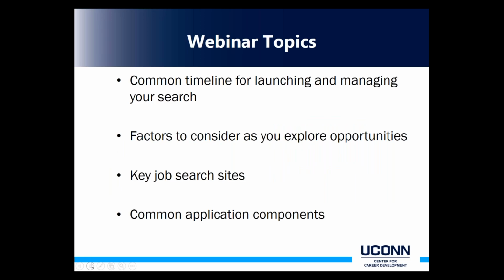Let's get started. In this webinar, we will cover content that provides an overview of some of the major aspects of conducting an academic job search. The content is tailored to doctoral candidates seeking faculty positions. Others are free to join in and listen. During our session, we will discuss a common timeline for launching and managing your search, and that will be a timeline within the US. We will review factors to consider as you identify opportunities. We'll learn about a few key job search sites and review some of the faculty job titles that are out there, and briefly review common application components. There is a separate webinar focused on academic job application materials. So we're going to touch upon the job application materials in this webinar, but that is not the primary focus.